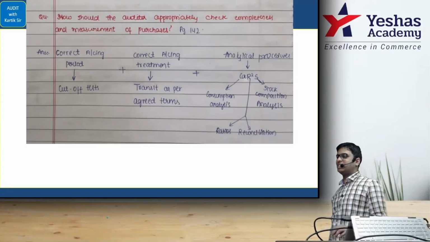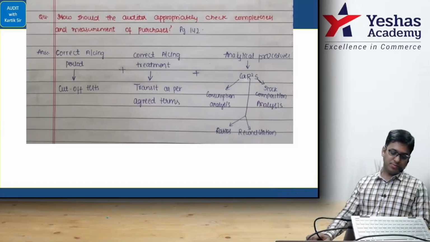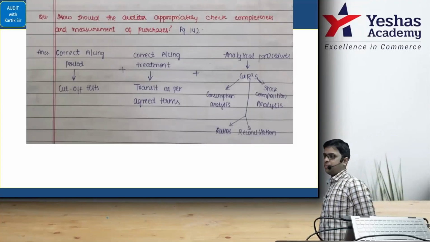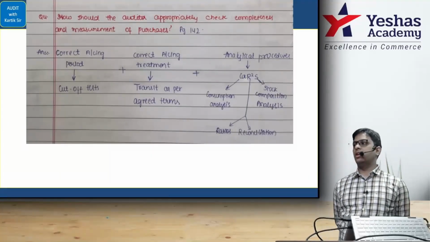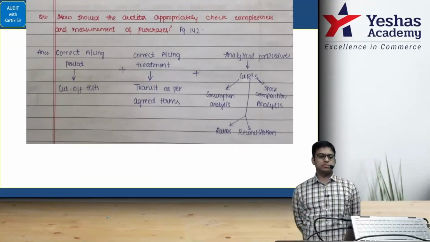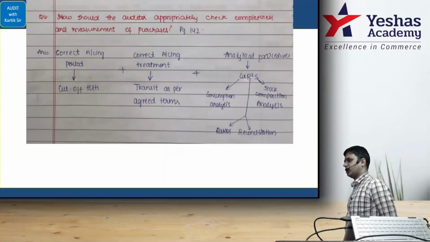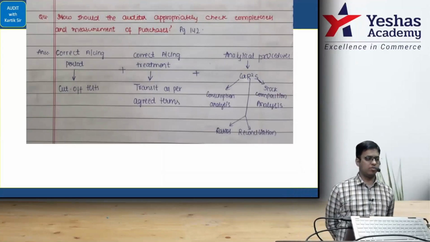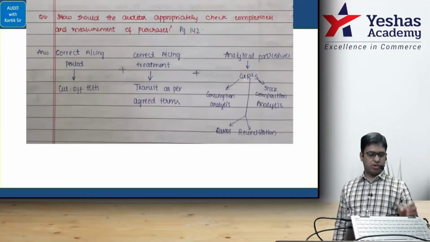How should the auditor appropriately check? Question number 4. How should the auditor appropriately check completeness and measurement of purchases?